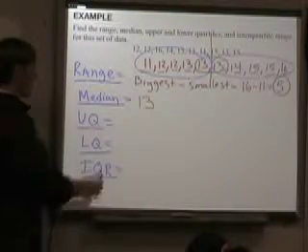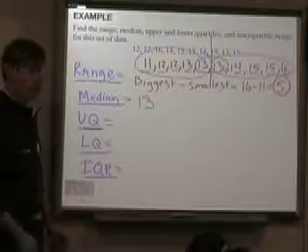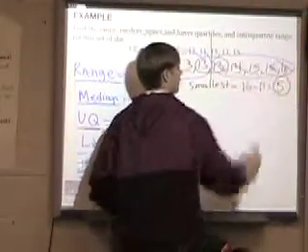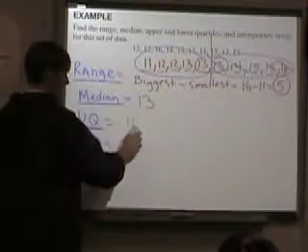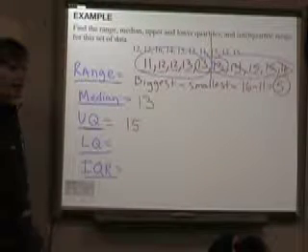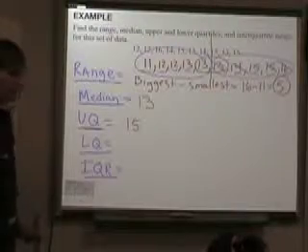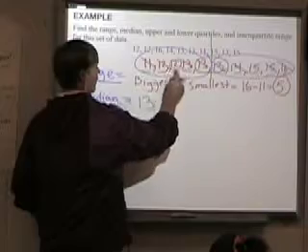What did I tell you the upper quartile was? The median of the upper half. So we take the upper half and find the median. What is it? 15. So the upper quartile is what? 15. Well, gosh, that was easy. Now, what do you think the lower quartile is? 12. The median of the lower half, which you already told me is 12.